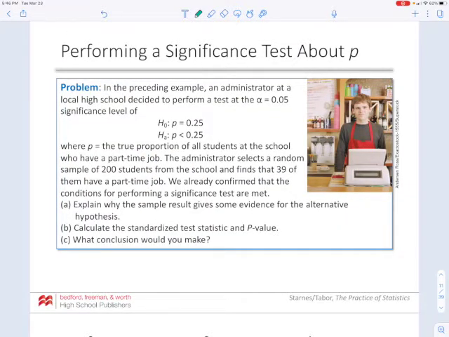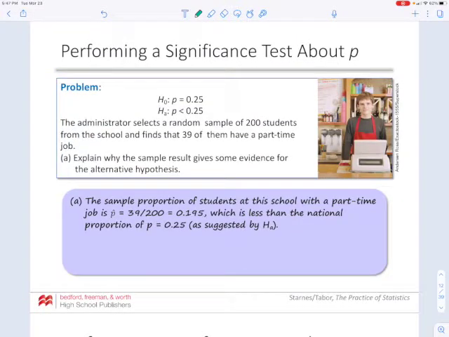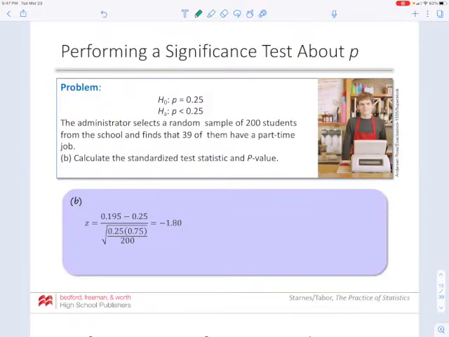Here we're going to perform a test. In the preceding example, an administrator at a local high school decided to perform a test at the alpha is 0.05 significance level. This is the proportion who hold a part-time job. Let's jump down to the actual questions. Explain why the sample result gives some evidence for the alternative. Calculate the standardized test statistic and the p-value, and then what conclusion can you make? The sample proportion, 39 out of the 200 that had a part-time job, comes out to 0.195. That's less than the national proportion. That's suggesting that we have evidence against the claim, or evidence for the alternative.